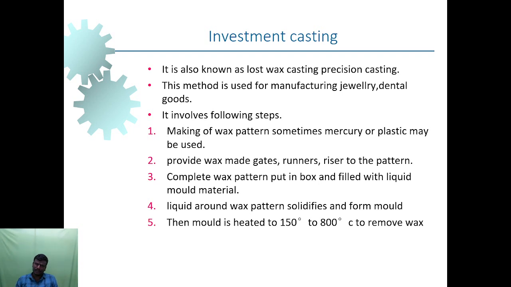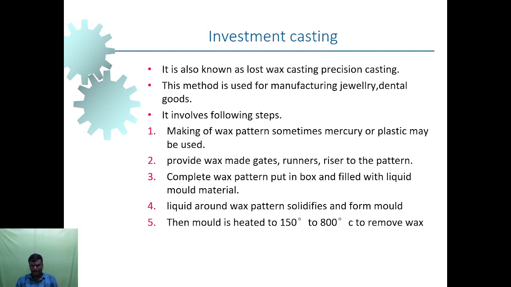Investment casting is also known as lost wax casting or precision casting. This method is used for manufacturing jewelry and dental goods. It involves the following steps: making the wax pattern. Sometimes mercury or plastic may be used. Provide wax gates, runner, and riser to the pattern.